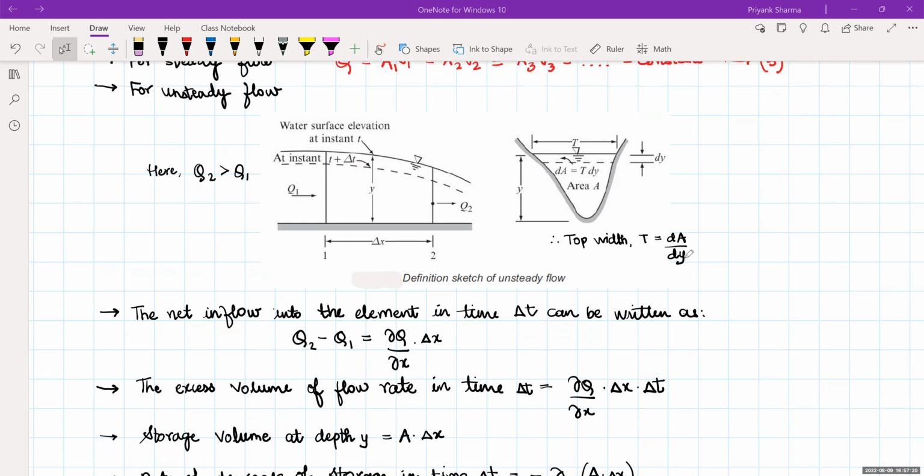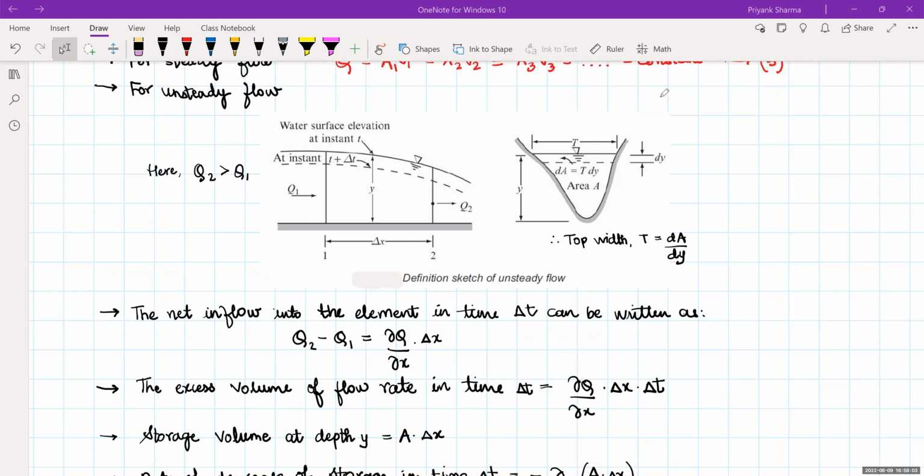So the net inflow into the element in time t can be written as the difference Q2 minus Q1, that is the change of discharge with respect to space. So it is del Q by del x into delta x, for this length delta x, that is a longitudinal distance. Now what is the excess volume flow rate in time delta t? We multiply by the time, so del Q by del x into delta x into delta t.